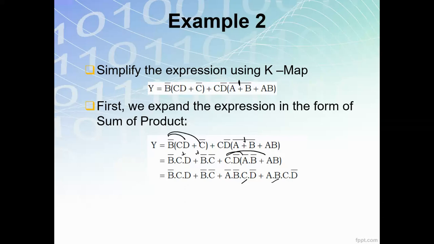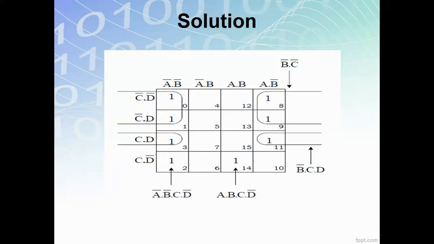Okay, this one, because we see it has 4 variables, so we need to use the 4-variable K-map table. So, from this, for example here, you have A B bar C dot D bar. So, we plot one here. Okay, and then we have A B C D bar. A B column, and then C D bar. Okay, one here. And then we have A B bar C D.